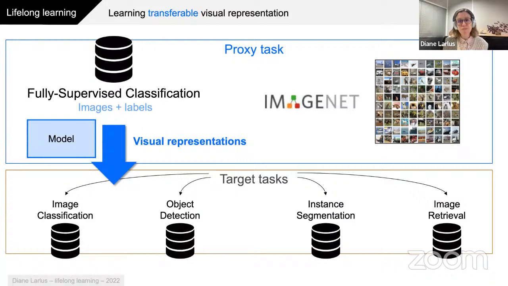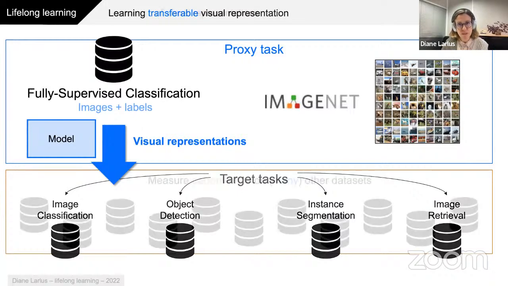So the problem here is that we don't know in advance which task the visual representation is going to be applied to, right? Maybe it's going to be image classification, maybe it's going to be detection. We don't know yet, maybe it's going to be something very different. But we want to build a visual representation that is going to be as useful as possible for future tasks as well. So we would like to evaluate the generalization capabilities of these visual representations. How can we do that?